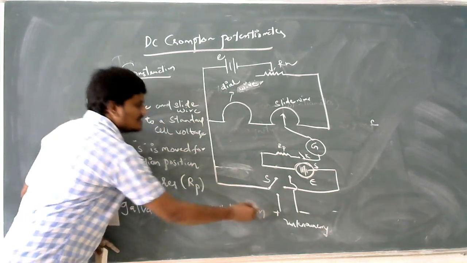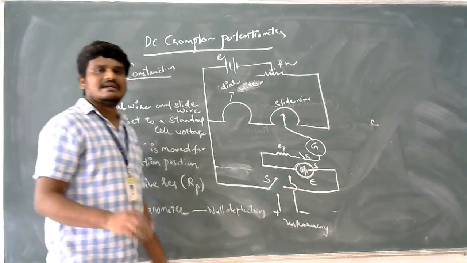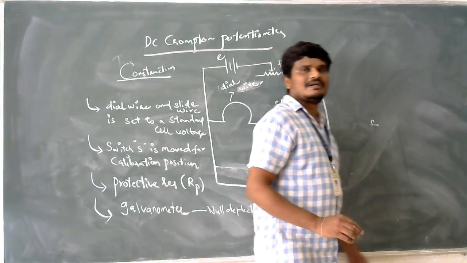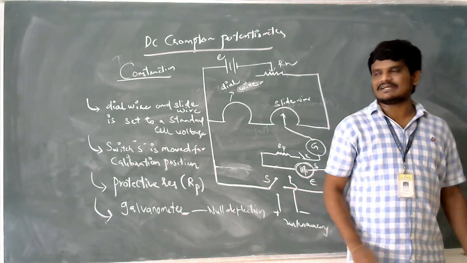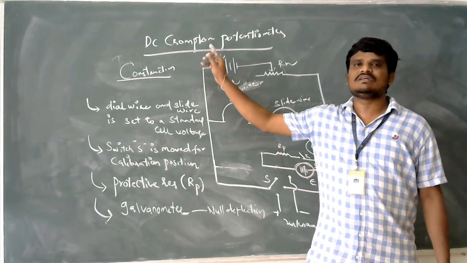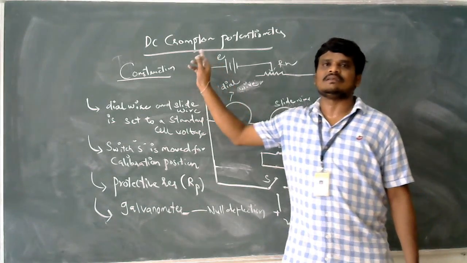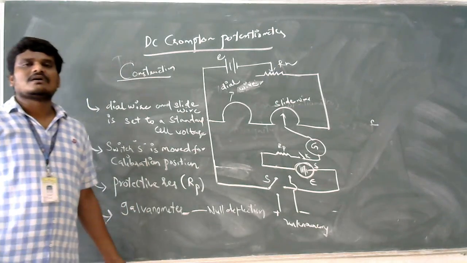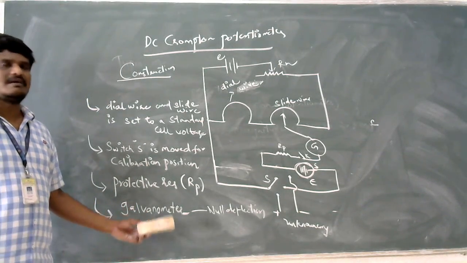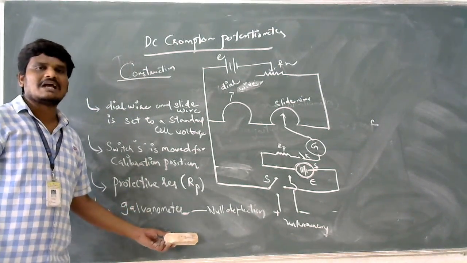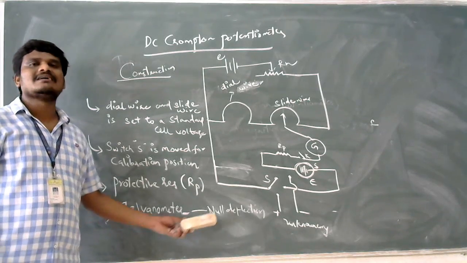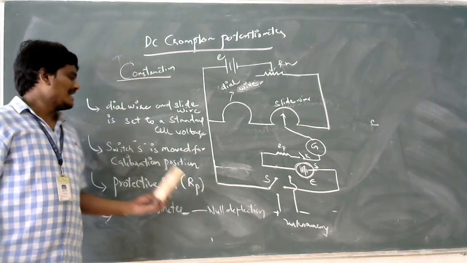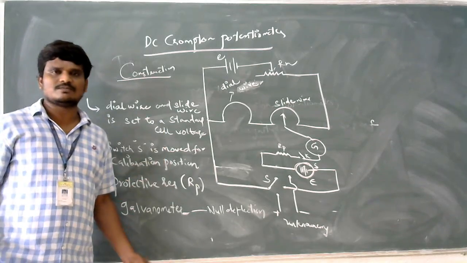This indicates that the galvanometer is standardized. That is, the standardization of the DC Crompton potentiometer is completed, when the galvanometer has shown the null deflection value with S moved to the calibrate position.